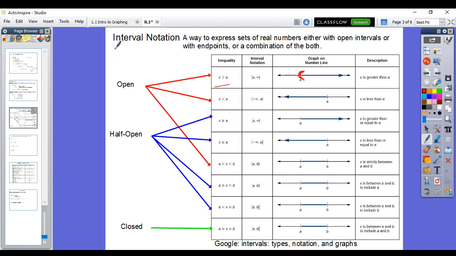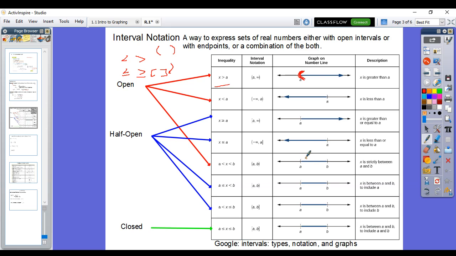What type of symbols do we use? If it's a less than or greater than sign, we will always use parentheses, either one of them or both of them. If we're talking about less than or equal to or greater than or equal to, we use brackets. Brackets mean that it starts at this point or ends at this particular point and goes on either greater or less than, or in between. Now we have open intervals. An open interval means it starts at one place and then goes on forever, or starts at one place and goes to another.